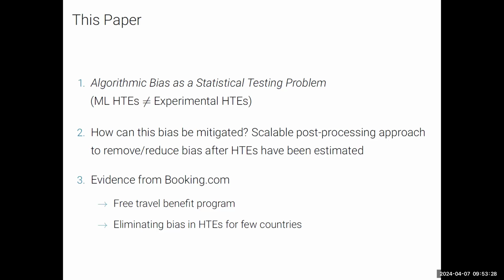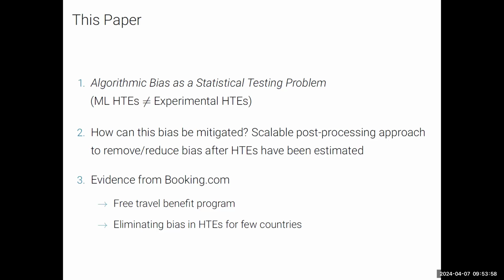And Joel and his co-authors ask the question, okay, how can this bias be mitigated? And they provide a scalable post-processing approach to reduce this bias. And finally, they look at Booking.com, right? They use a specific case and show that somehow we can eliminate or at least reduce the bias once we look at different groups.